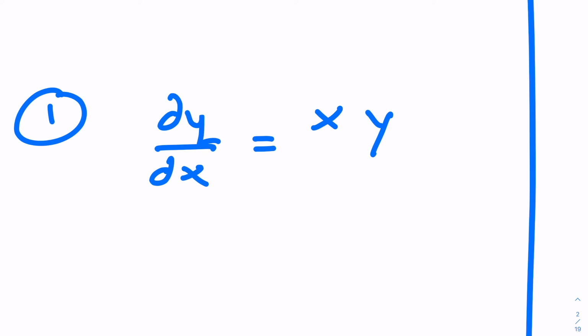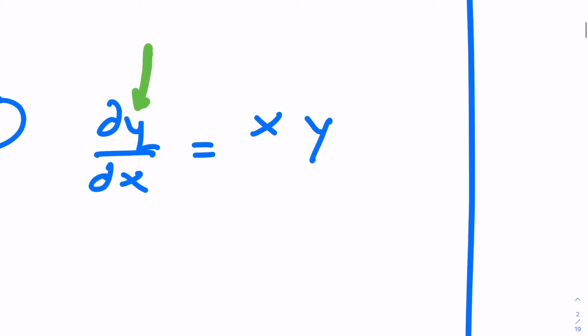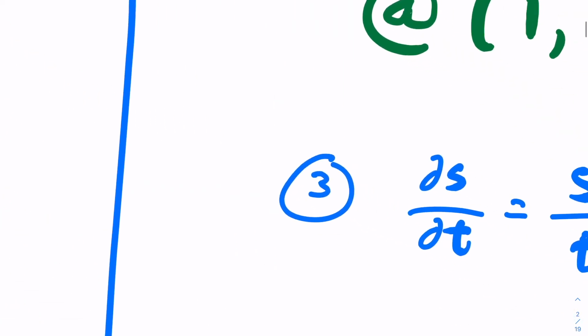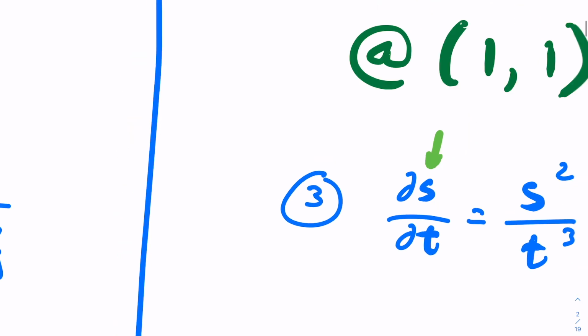Okay, first thing you want to do is pay attention to what's at the top here. So in this case, it's dy. That means you want all of your y's on the left and everything else on the right. So whatever is on the top, you're going to keep on the left. So here, y is going to be on the left. Over here, g will stay at the left. And then over here, s will stay at the left. Okay?